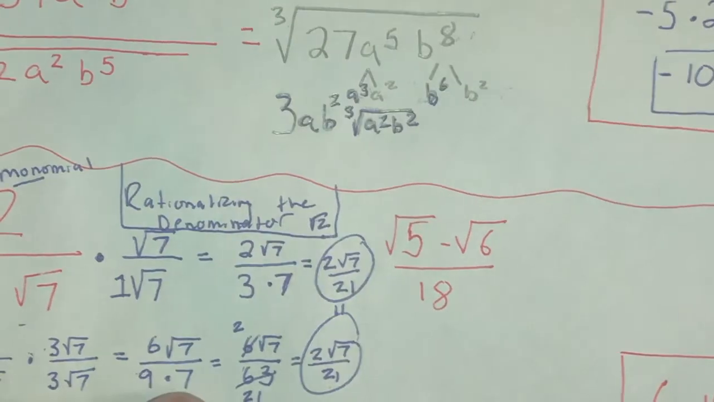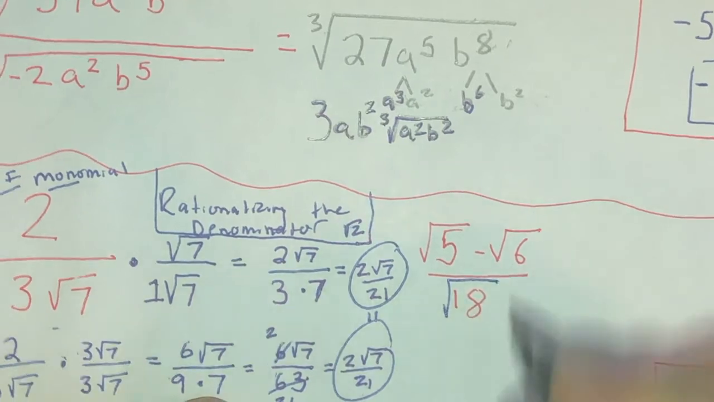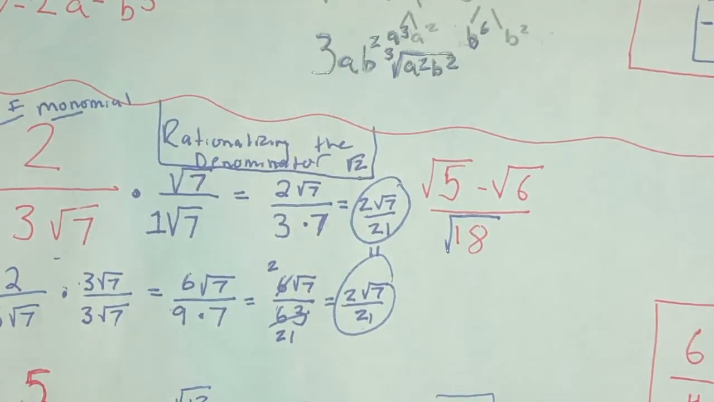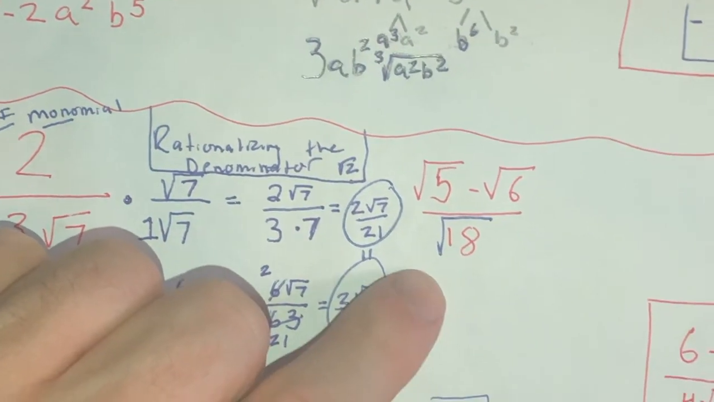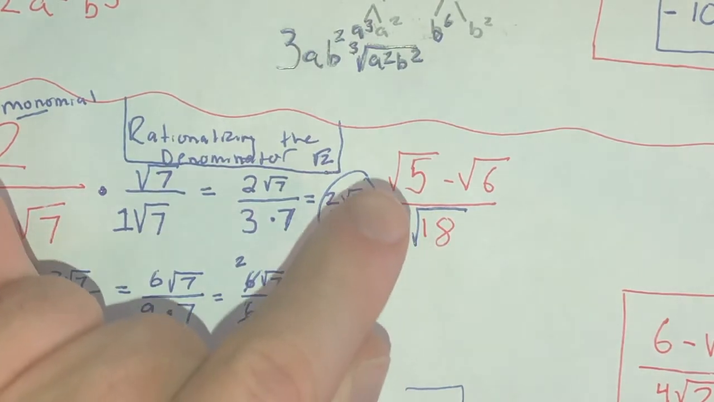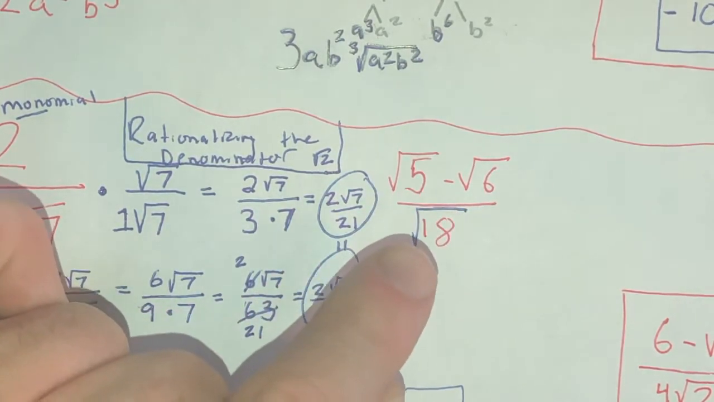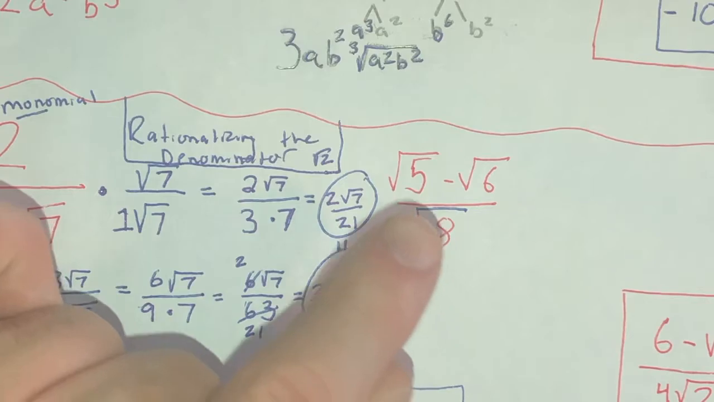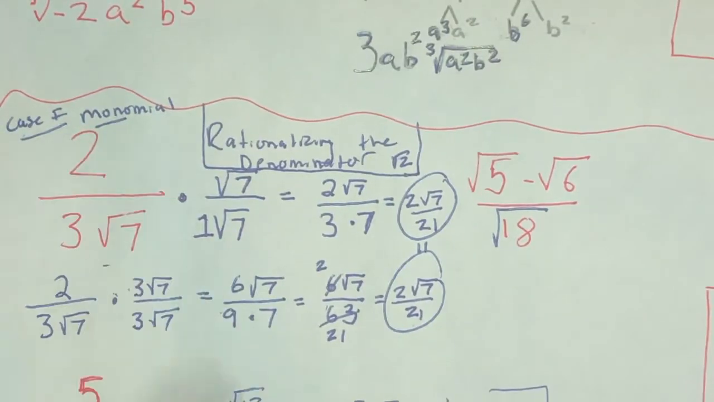All right, I'm going to come up here, and this denominator is already rationalized. So I'm going to go ahead and throw this radical on here to make it not rationalized. This is just going to be a little bit more difficult because now we're going to be multiplying by two things instead of one.